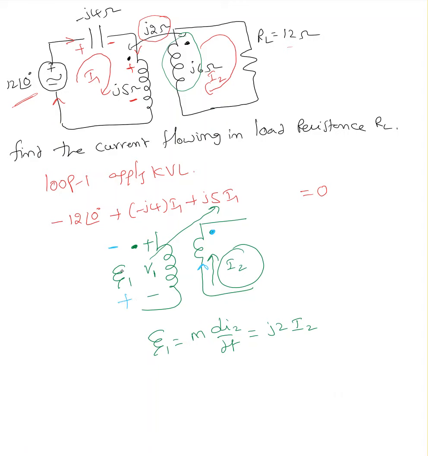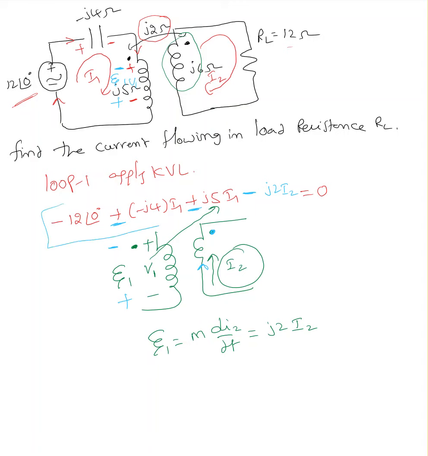So my E1 is going to be j2 times I2. Now is it going to be positive here or negative here? If you look at it that way, my E1 is going to be negative here and positive here. For V1, I'm entering the positive terminal, so that's the reason I took this as positive. For E1, I'm entering the negative terminal, so I have to take that as negative. Another way of saying this is, V1 and E1 are on opposite sides, so that's the reason one is positive and the other is negative.